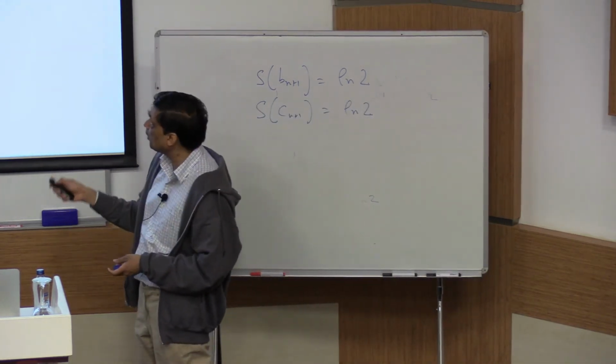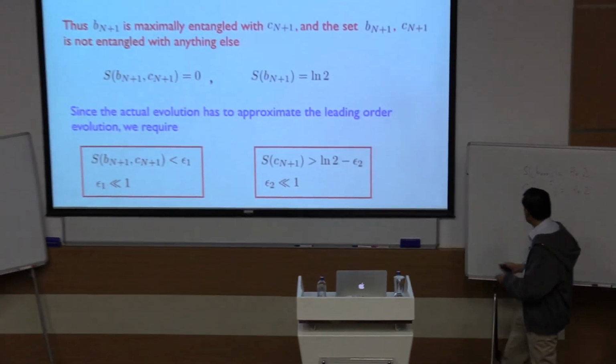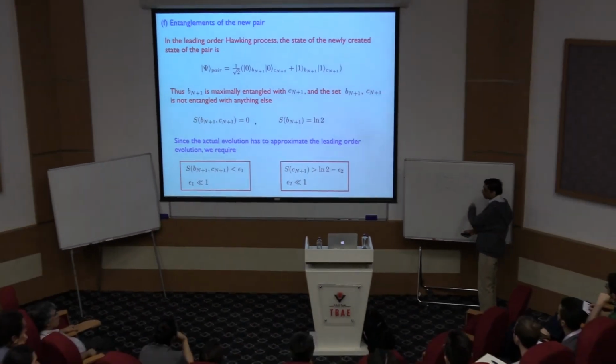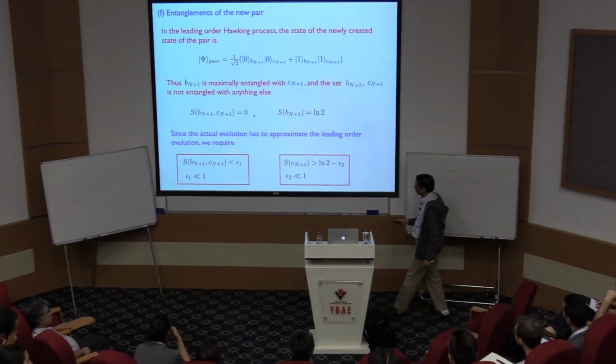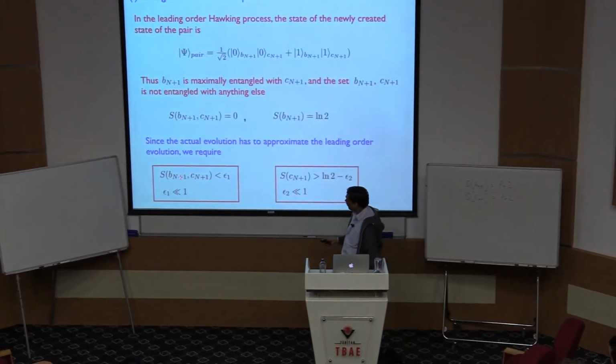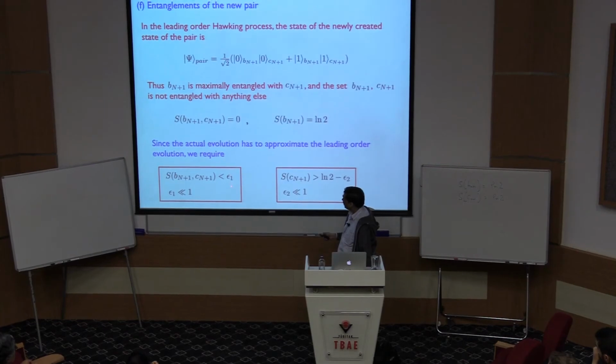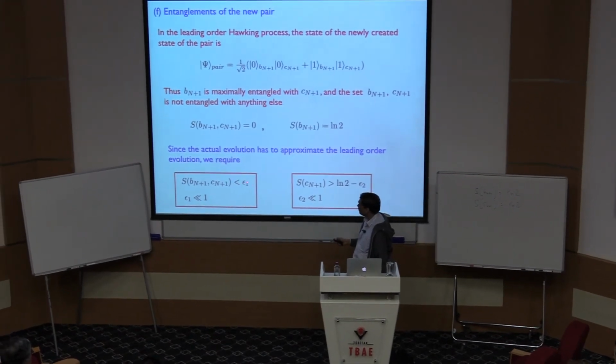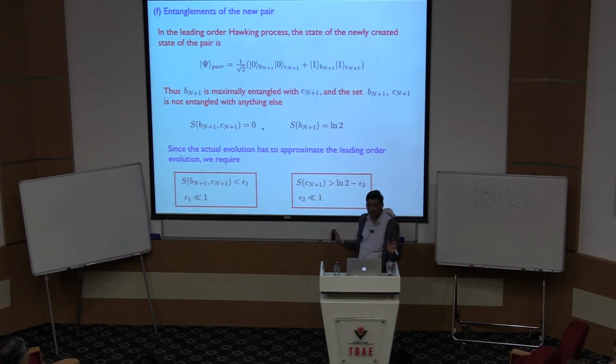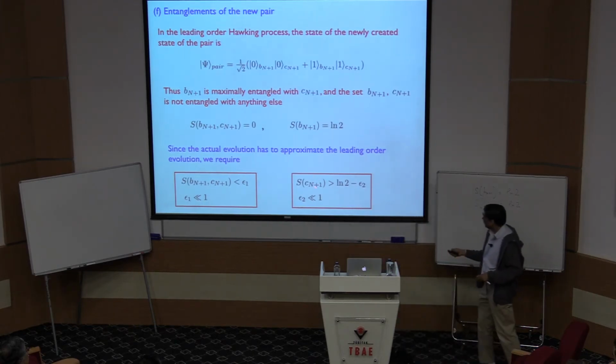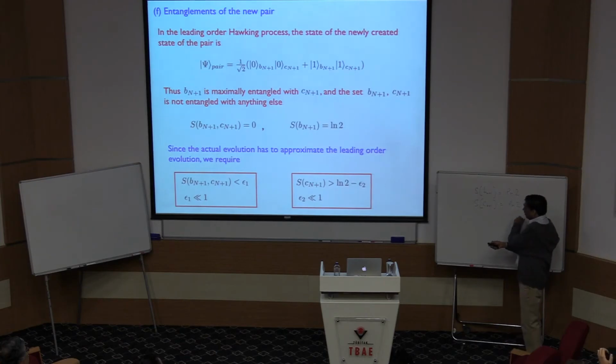So let's see if everybody is okay with these two numbers. And also the same thing for C, which I forgot to write on the screen. Now let's put in the small corrections. Because if you make small corrections, this number was 0 to leading order. Let's say it has to be less than some small number epsilon 1 even after I put my corrections. Does that sound reasonable? The entanglement of Cn plus 1 was log 2 at leading order. It can decrease, so let's say it decreases but doesn't become less than log 2 minus epsilon 2, and epsilon 2 is small again. Now I have put in my small corrections.